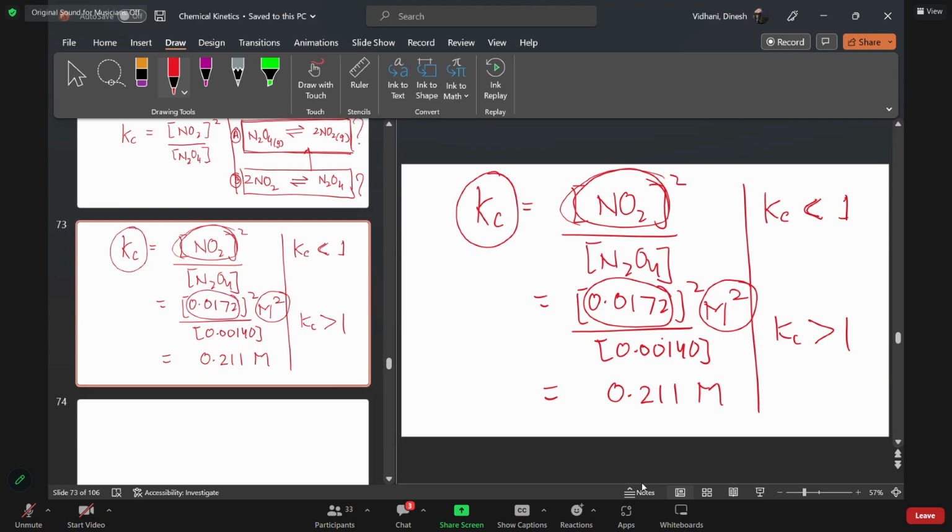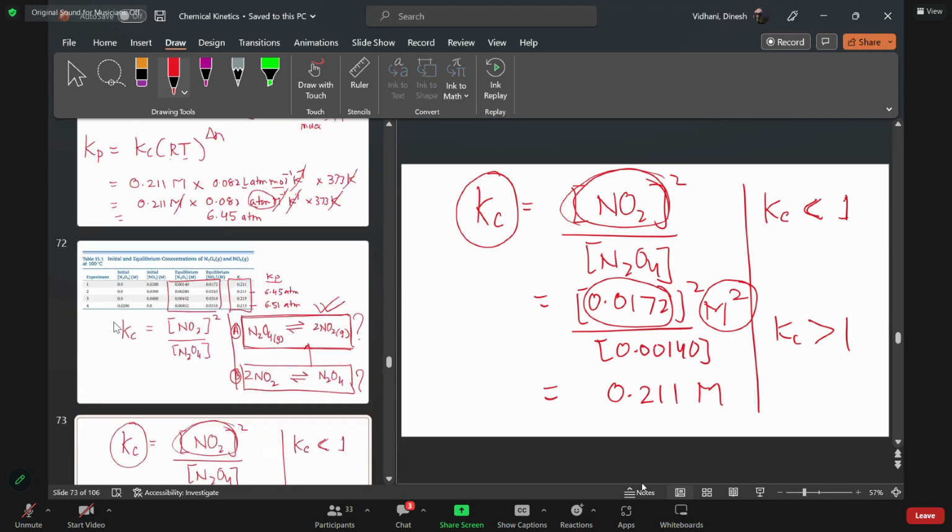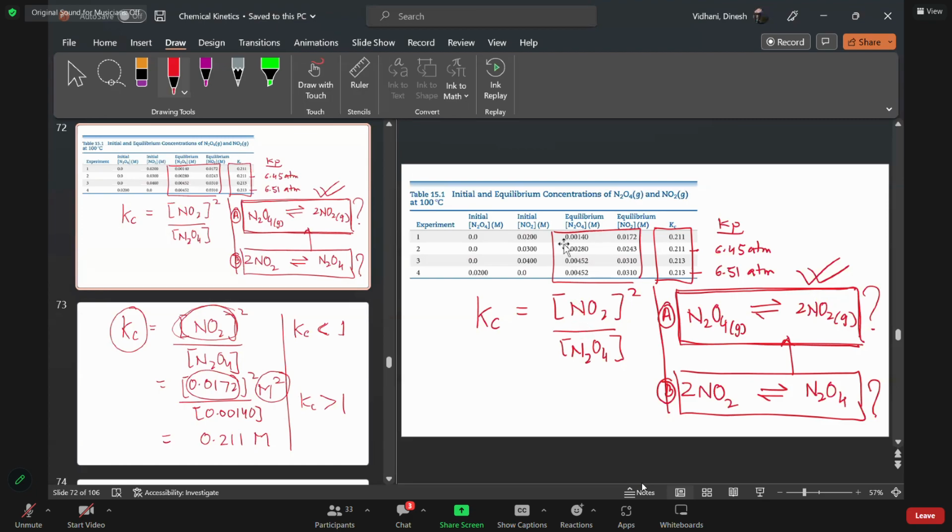What I'm saying is in terms of real concentration, there is a problem. In terms of real concentration, if Kc is less than 1, this value should be more than this one. But then we are seeing the other way around. So if it is the other way around, what exactly is going on with this equation?